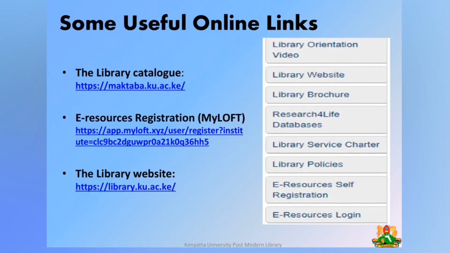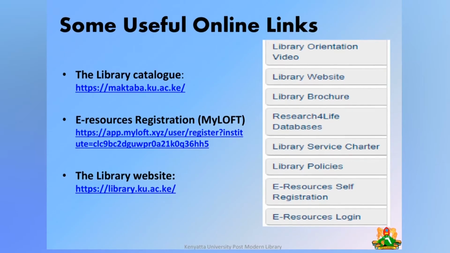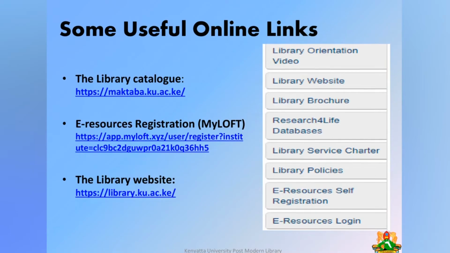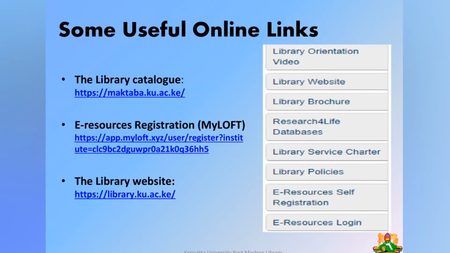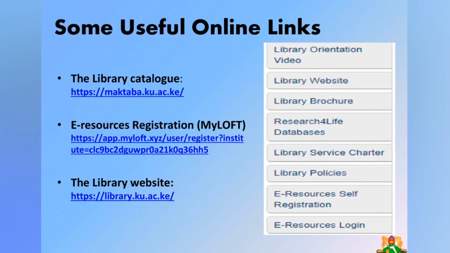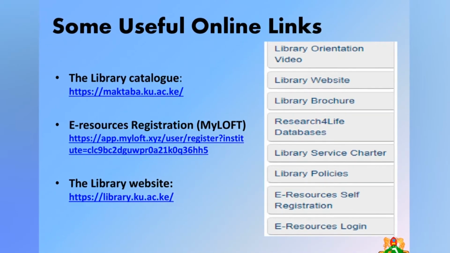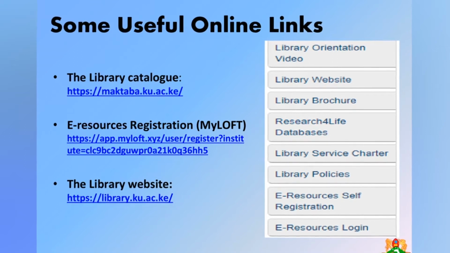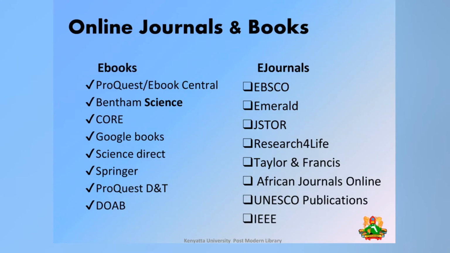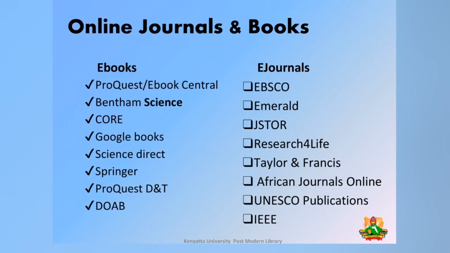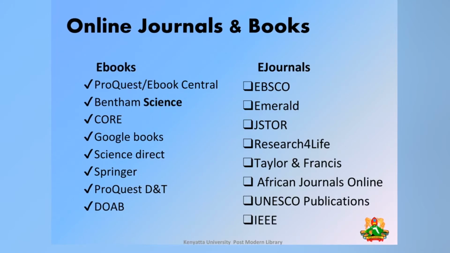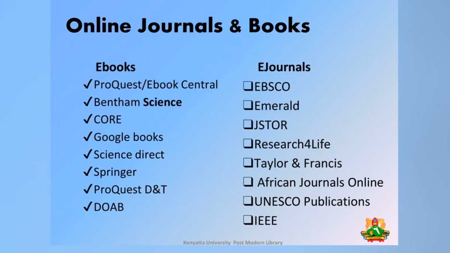The Maktaba link has a number of useful online links. Among the links, we have the library orientation video, the library website, the library brochure, Research for Life databases, library policy, e-resources registration, and e-resources login. Once you successfully register to access the e-resources, we have listed a few of the online books and online journals which you have access to.